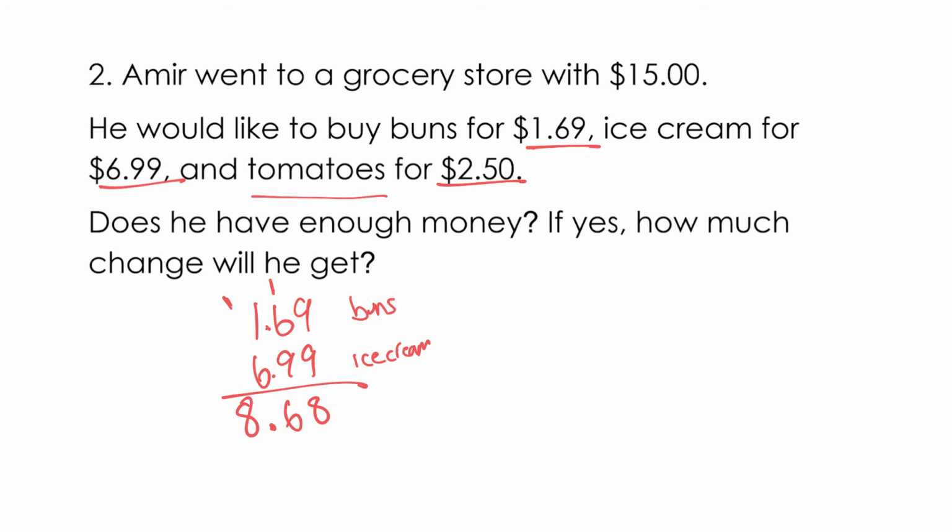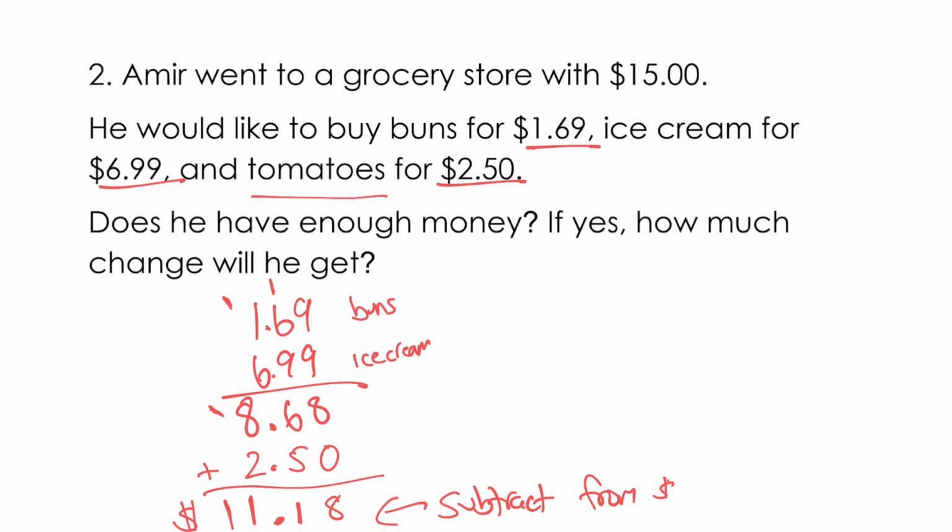And tomatoes, $2.50 for tomatoes. I love tomatoes too. When you add them, 8 plus 0 is 8. 6 plus 5 is 11. Don't forget our friend, the decimal. 2 plus 8 is 10, plus 1 is 11. So his groceries cost him $11.18. So if he pays with $15, now you have to take this and subtract.